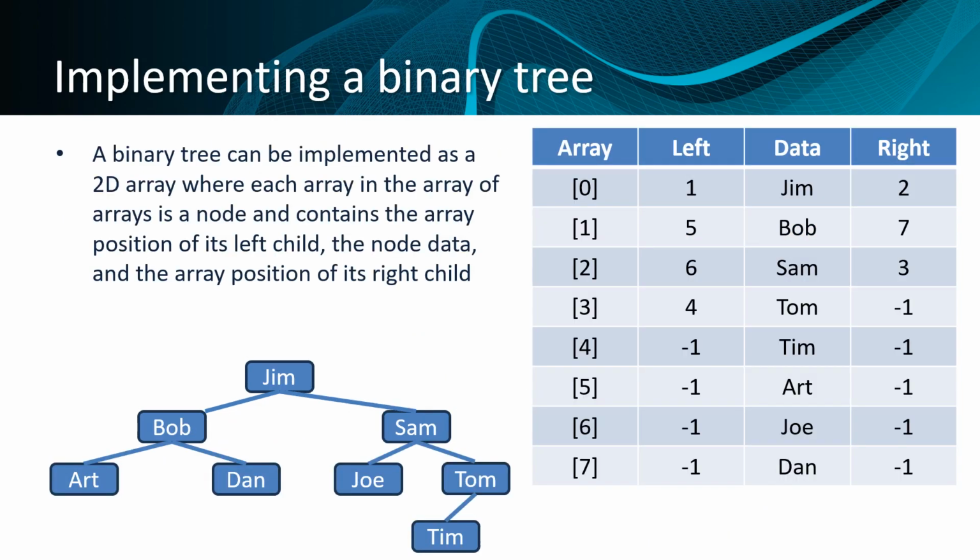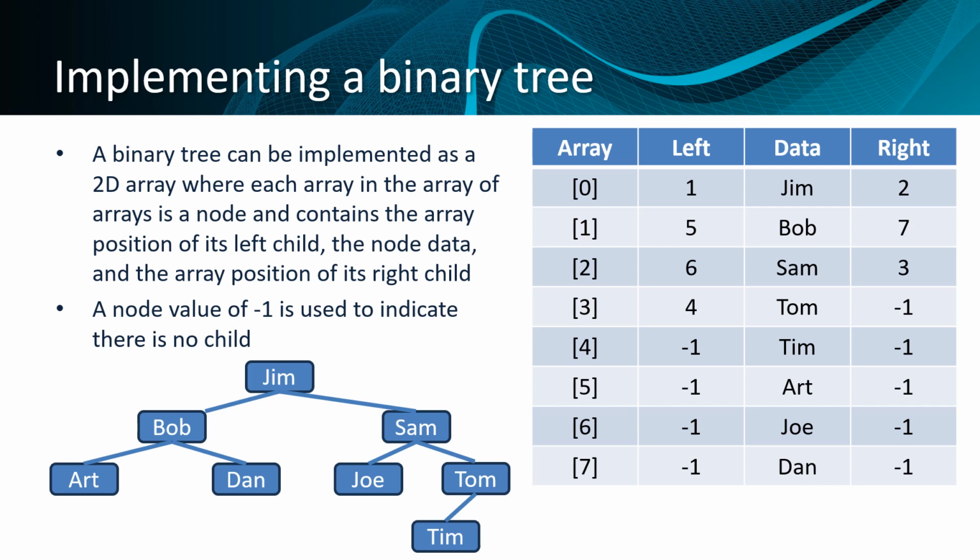A binary tree can be implemented as a 2D array where each array in the array of arrays is a node and contains the array position of its left child, the node data itself, and the array position of its right child. A node value of -1 is used to indicate there is no node in this position. Looking at our example, we can see that in position 0 in the array would be an array containing the data 1, Jim, and 2, indicating that Jim is linked on the left to the data stored in position 1 in the array, and on the right to the data stored in position 2.